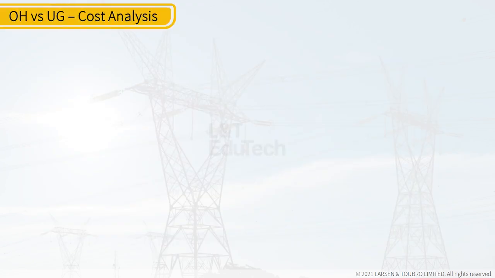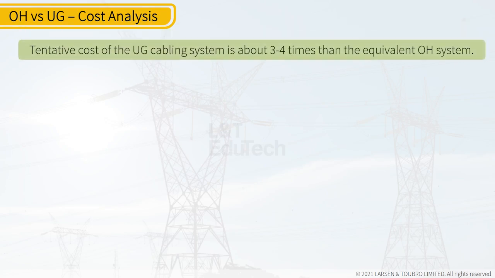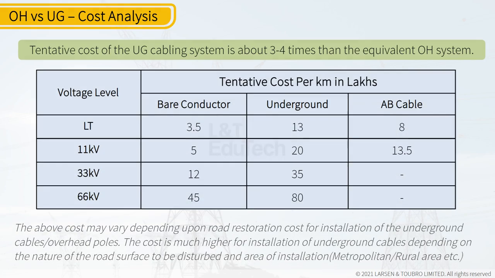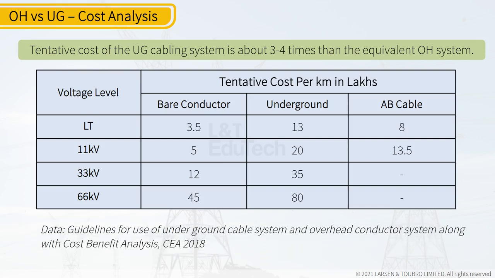Let's look at the overhead versus underground cost comparison per kilometer. Tentative cost of the underground cabling system is about 3 to 4 times than the equivalent overhead system. The table provides the cost comparison approximately between overhead lines and underground cables under normal conditions for your information.